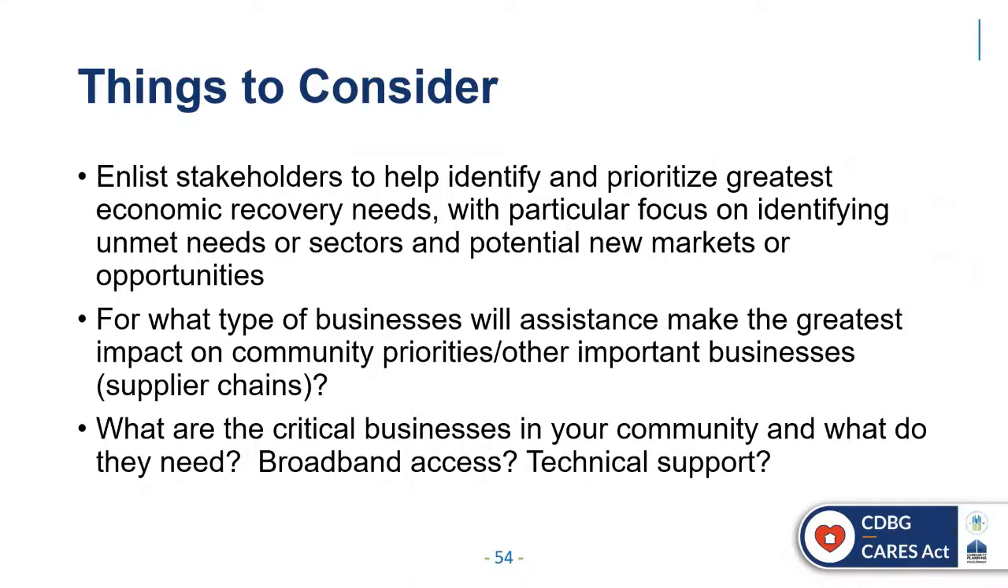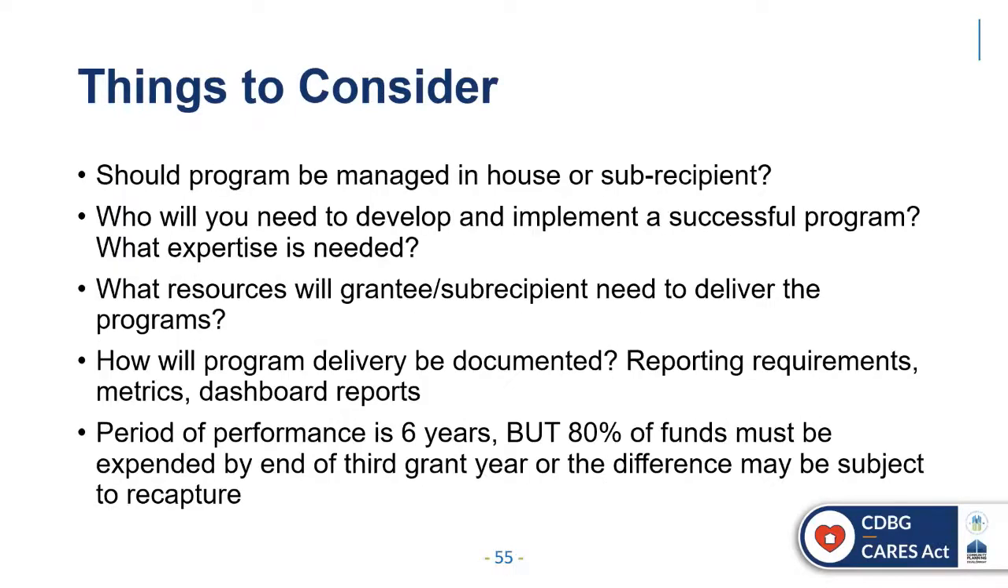What types of businesses will assistance make the greatest impact on the community priorities or other important businesses? So look at your supply chains, look at the local businesses that depend on those supply chains, look at your economic driver businesses. So are there critical businesses in your community and what do they need? Do they need broadband access, as we've talked a good bit about, because they're transitioning to a remote workforce and need that capability, technical support? So looking at what the individual needs of particularly your economic drivers and your key business employers is going to be essential for you to consider when you're looking at designing the programs.